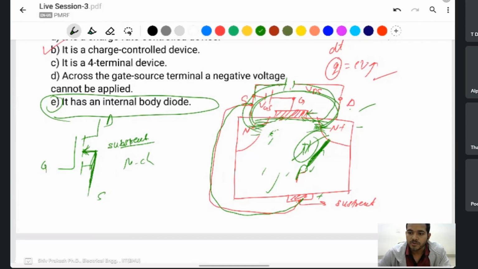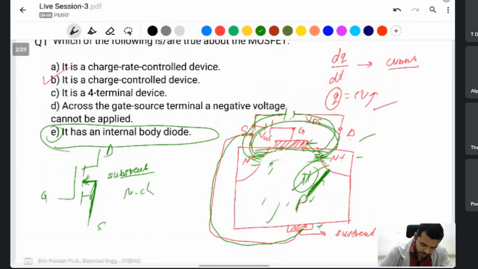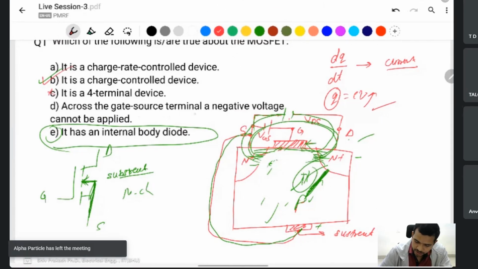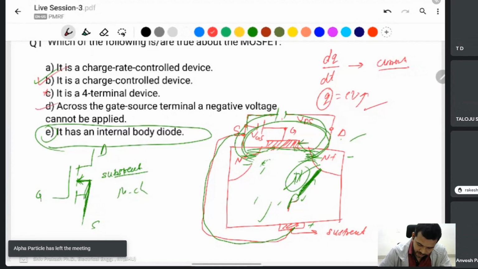Yes, do you have any questions, Rakesh Rai? No, sir, it's fine, sir. Okay, fine. Then this one is correct. And this one is a 3 terminal device. Because the gate source terminal negative voltage cannot be applied, yes. And this has a body diode.